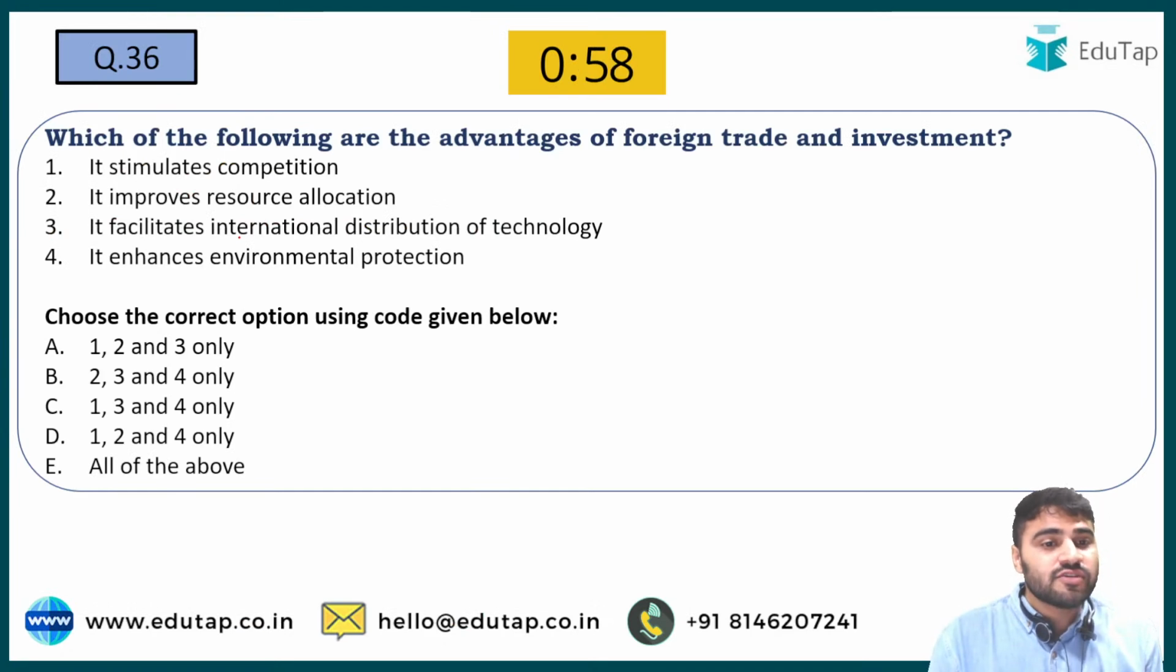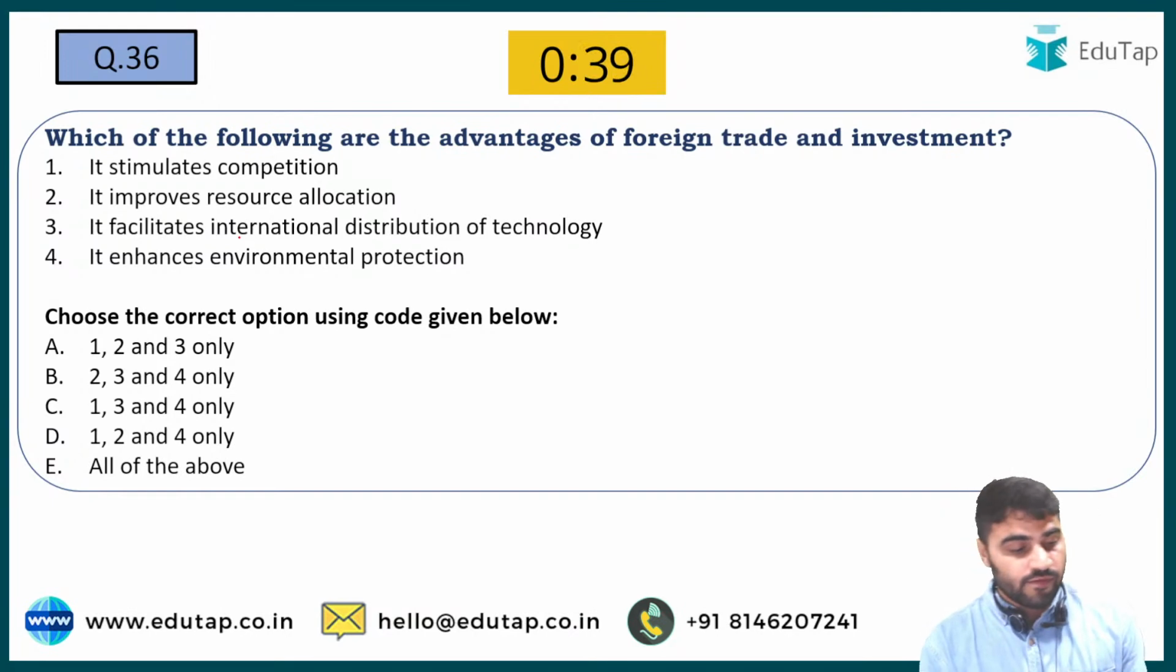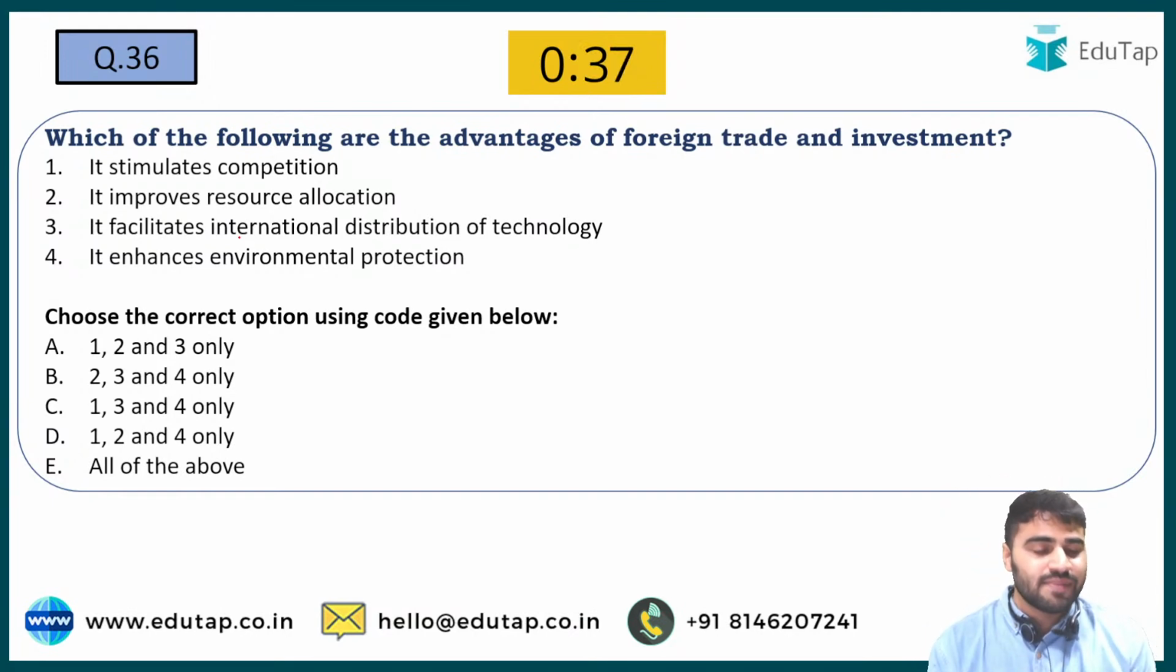Question number 36. Which of the following are the advantages of foreign trade and investment? Your options are: it stimulates competition, it improves resource allocation, it facilitates international distribution of technology, it enhances environmental protection. Your options are 1, 2, 3; 2, 3, 4; 1, 3, 4; 1, 2, 4; or all of the above. You can solve this question by simply using your mind, simply using logic.